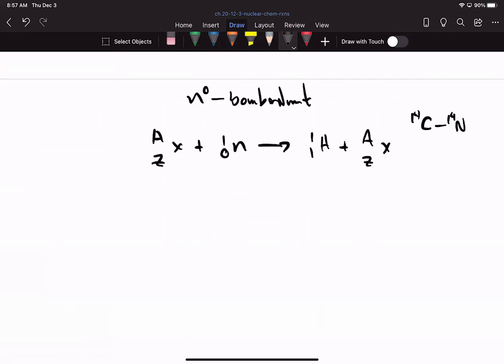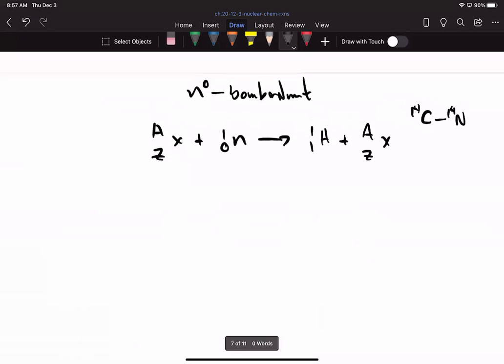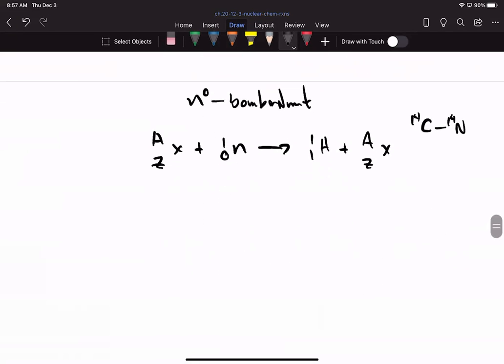But for neutron bombardment, if we're only adding neutrons, we don't necessarily have to increase the number of protons. If we're just adding neutrons here, doing a neutron bombardment, we could get another result. This is the second general formula that we're going to use: we can still add the neutron, but we can simply just get this.